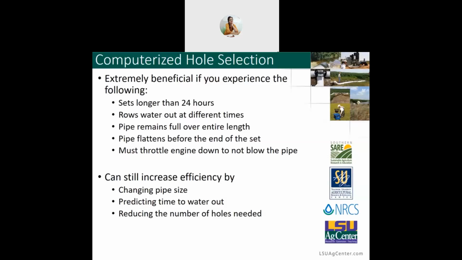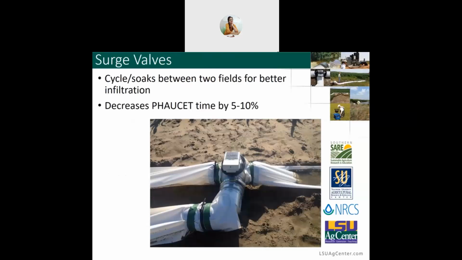You can also work with different pipe sizes. If your distributor carries 12-inch pipe and that's what you always used, well, you might be more efficient using a 15-inch pipe or a 10-inch pipe, depending on your situation. And so you can play with those pipe sizes as well as the number of holes, whether you want to punch a hole in every furrow or every other furrow. The program can help you determine whether that's a better option for you based on the output.